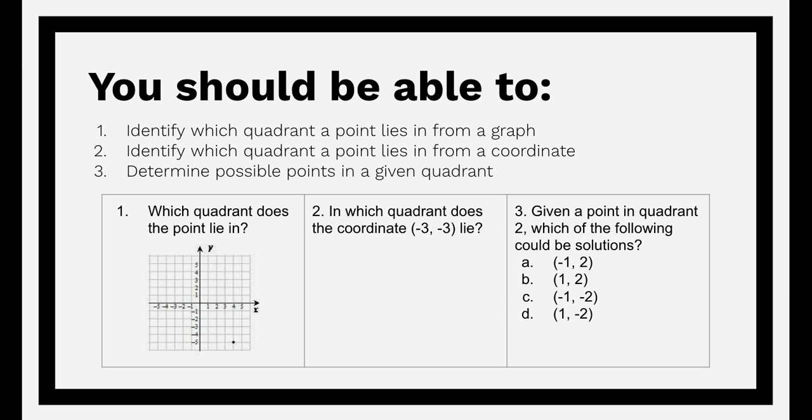At this point, you should be able to identify which quadrant a point lies in from a graph, identify which quadrant a point lies in from a coordinate, and determine possible points in a given quadrant.